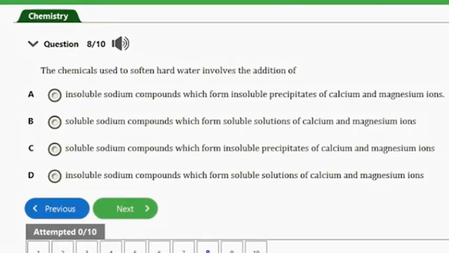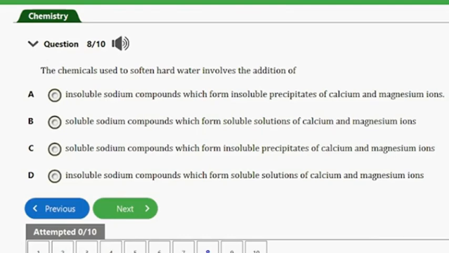So let's consider the next question, question number 8. The chemicals used to soften hard water involve the addition of A. Insoluble sodium compounds, which form insoluble precipitates of calcium and magnesium ions. B. Soluble sodium compounds, which form soluble solutions of calcium and magnesium ions. C. Soluble sodium compounds, which form insoluble precipitates of calcium and magnesium ions. D. Insoluble sodium compounds, which form soluble solutions of calcium and magnesium ions.